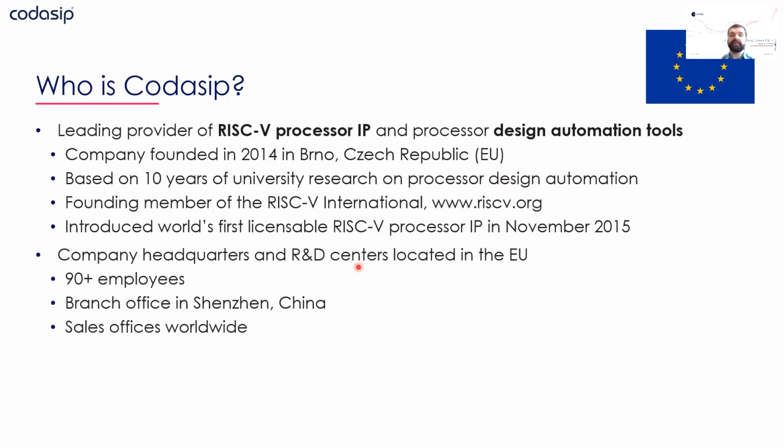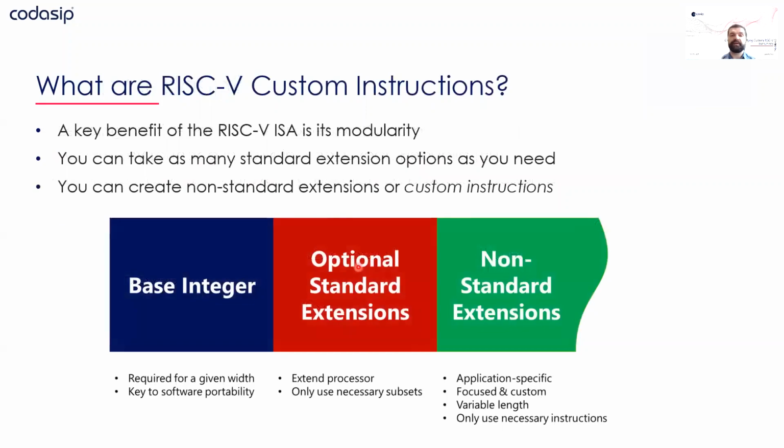Now, if we talk about instruction set extensions in general, let me briefly introduce how the RISC-V ISA is designed. The ISA is designed in a modular way. What it means is that you have the base integer set of instructions, something like more than 40 instructions, and we have two variants.